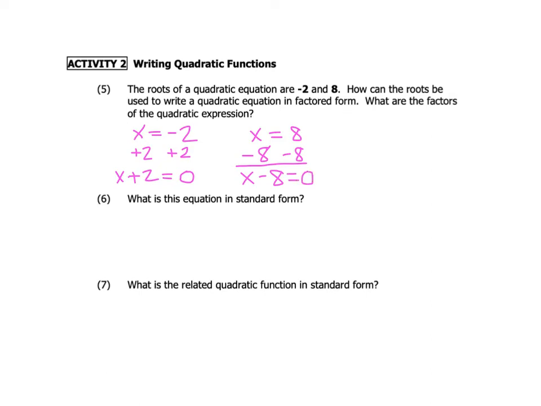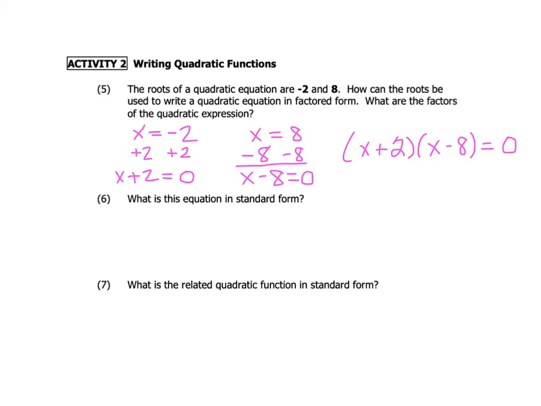So what this tells me is that, in fact, the expression x plus 2 times x minus 8 equals 0. And there is my quadratic equation in factored form. The next thing I'm going to do is write this equation in standard form.